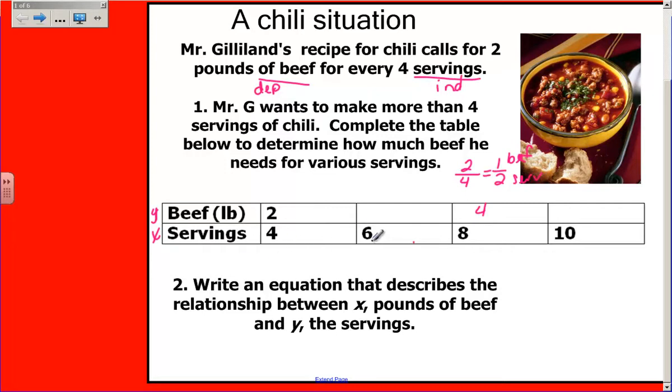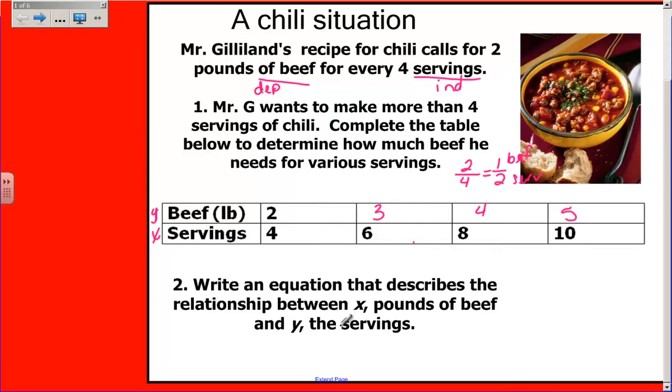And so if I go up 2 servings here, I need another pound of beef. So this should be 4. And I went up 2 servings here, so I need to go up another pound of beef, so this should be 5. And so that's how that's going to work.